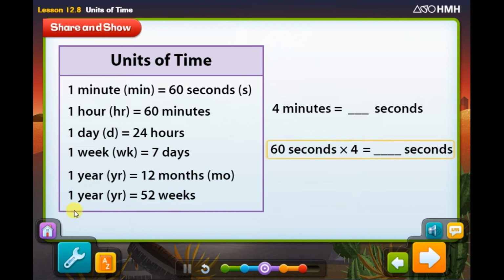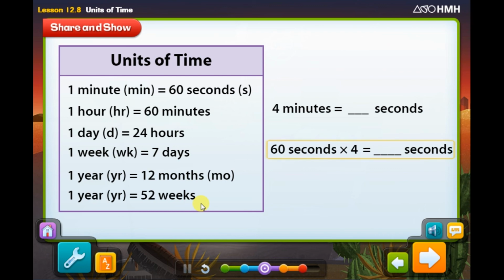Let's first read the table together. 1 minute has 60 seconds. 1 hour has 60 minutes. 1 day has 24 hours. 1 week has 7 days. 1 year has 12 months. And 1 year has 52 weeks. Right? So you have to memorize this table. To convert from a greater unit to a smaller unit, you multiply. If you move from a small unit to a big unit, you divide, right?